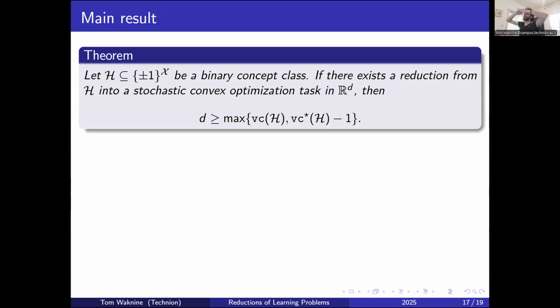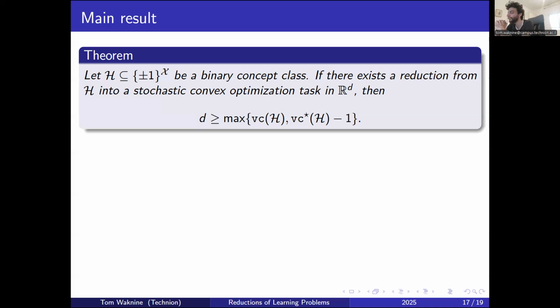So our main result is, if you have a concept class H, and you have a reduction of this concept class to some parameter space in R^d, so w is in R^d, or your convex loss functions are in R^d, then this d must be at least the VC dimension and the VC star dimension minus one. Essentially you get a bound on the dimension to which you can find an SCO reduction.